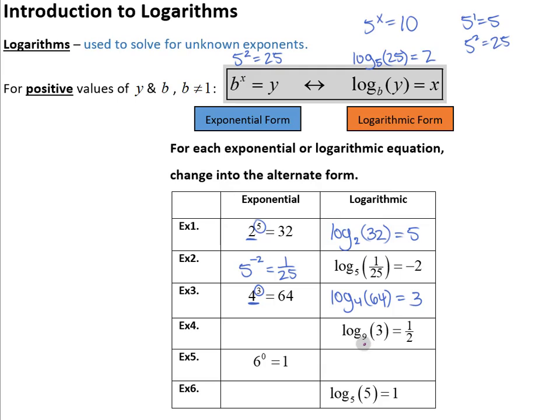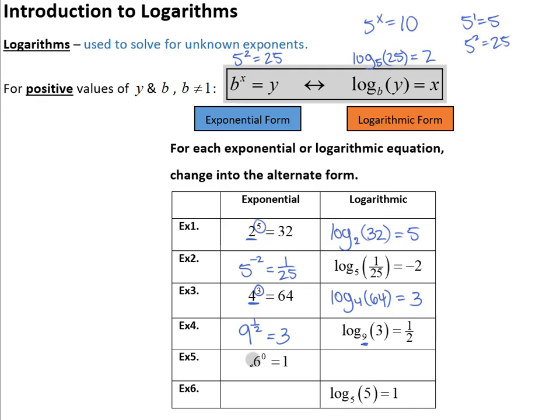Let's go backwards again. Remember, this is the base of my exponent. This is my exponent, so 9 to the 1/2 power equals 3. And that makes sense. This means the square root of 9. Again, 9 to what power is 3? 9 to the 1/2 power, which means the square root.